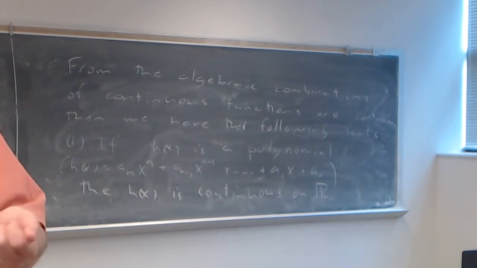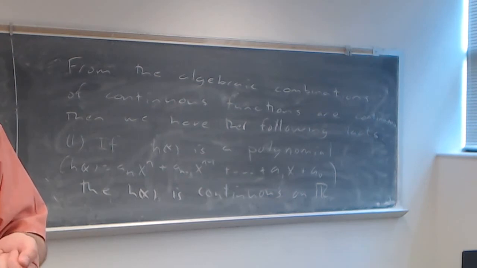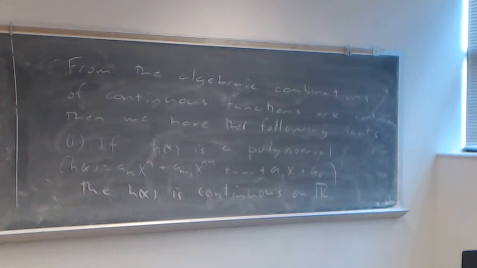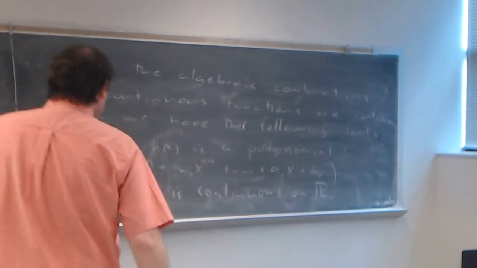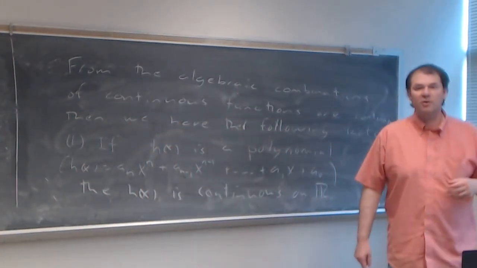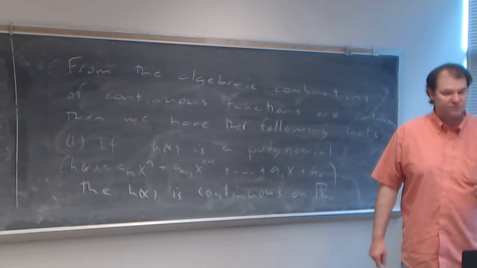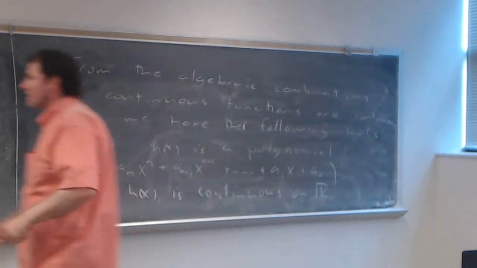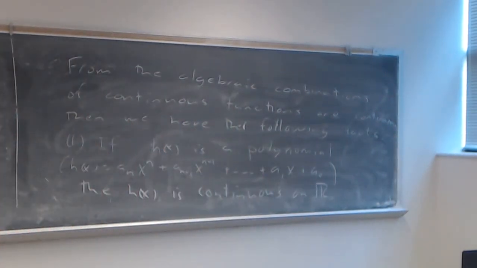So that means x to the n, you could do this by induction. x to the n is a continuous function. If it's continuous and you multiply it by a constant, which is a continuous function, you get a continuous function. So what I'm saying is each one of these is continuous. And then what are we doing with them? We're adding them together. And if you add continuous functions together, what do you get? A continuous function. That's why that's continuous.